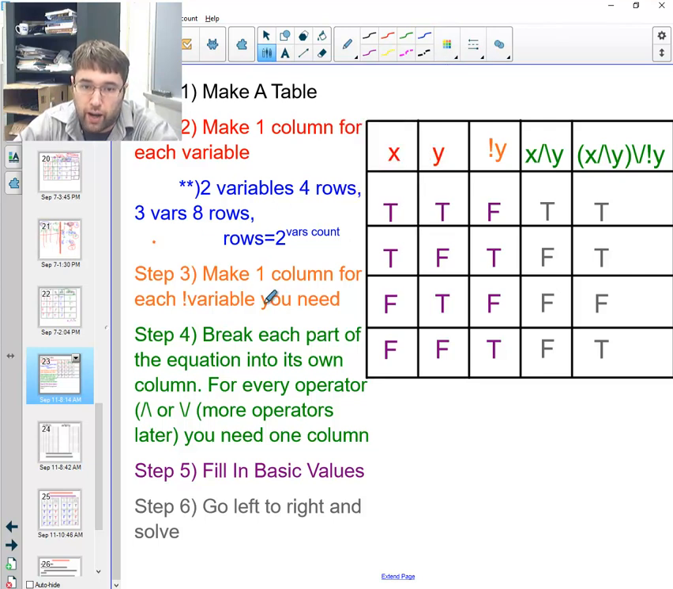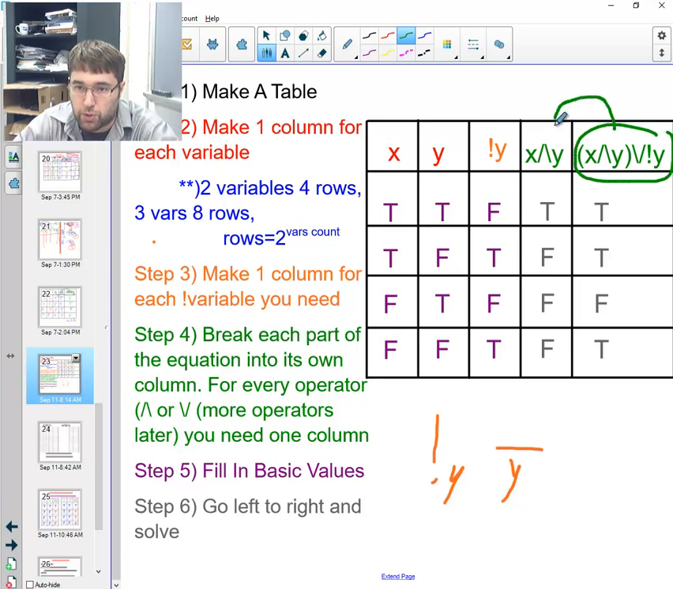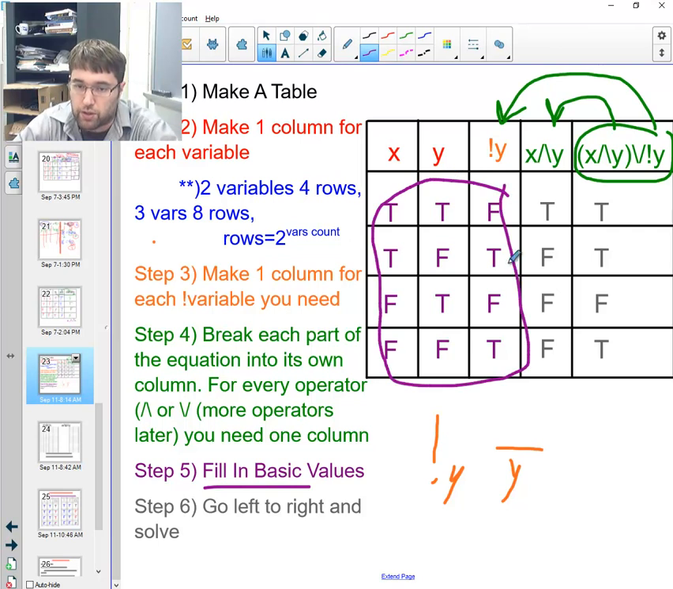Next one, anytime I need a not variable, which can be written "not" or with the symbol, both are the same thing, just different syntax. I need my not column. Next, I need to break up this equation into multiple equations, which I did right there. And my not y is already right there, which is already broken up. Then I need to fill in the basic values, which I consider not also basic, because it's a no-brainer.